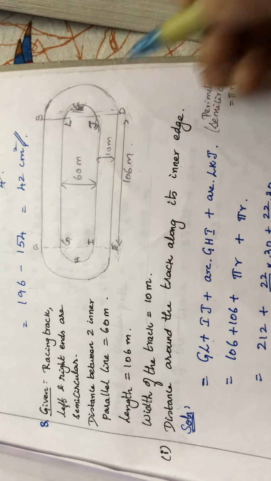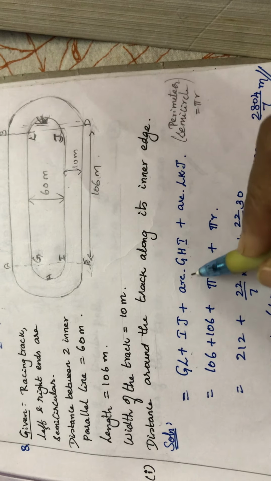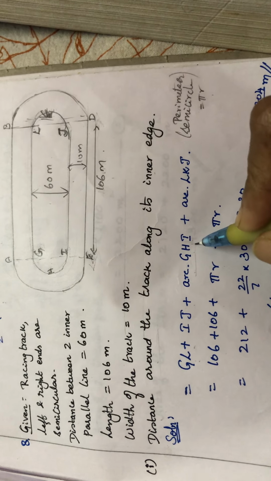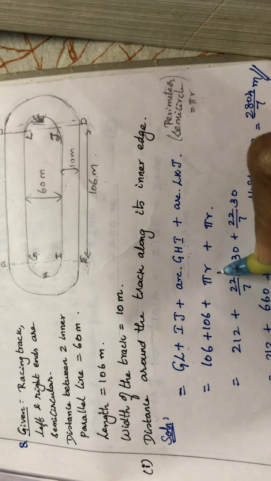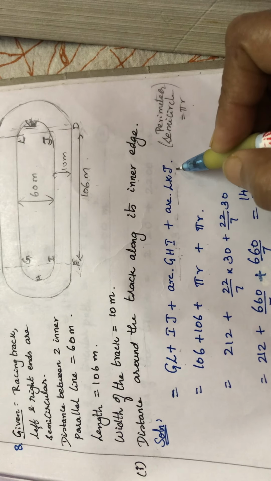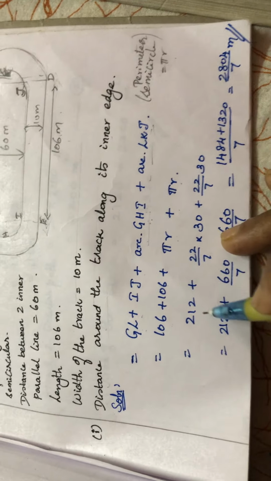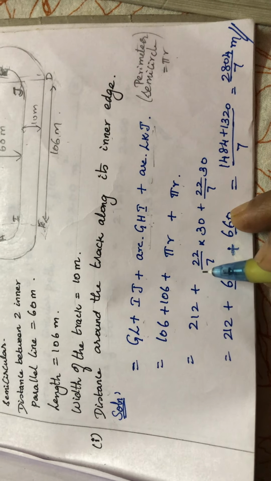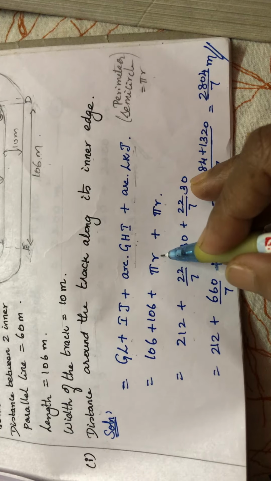It is given as 106 plus 106 plus the arc. What is that arc? The perimeter of a semicircle is pi r. So the arc region is in the form of a semicircle. I have substituted the semicircle formula, pi r, plus pi r for the other semicircular arc. So when I am adding, 106 plus 106 is 212 plus pi value 22/7 into the radius of the track.